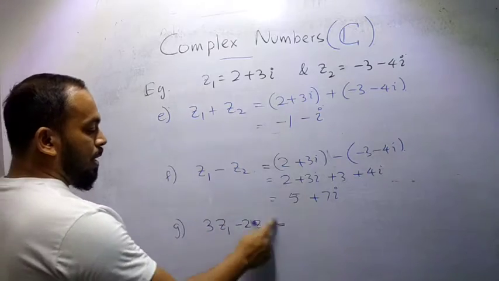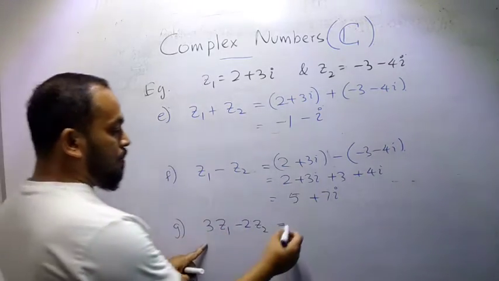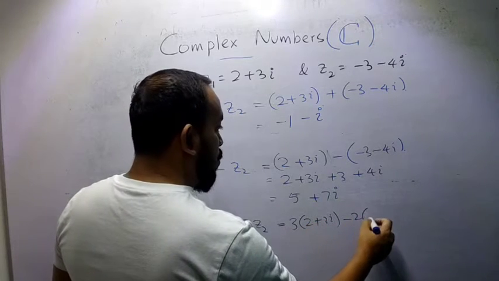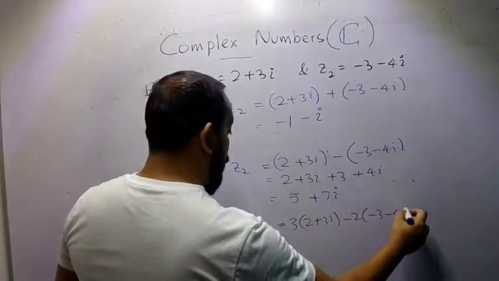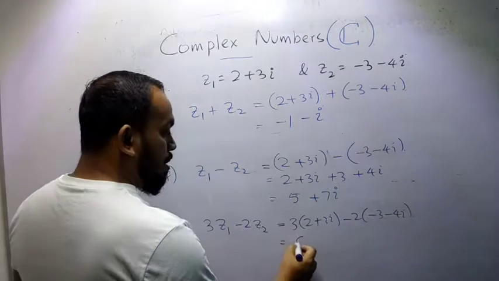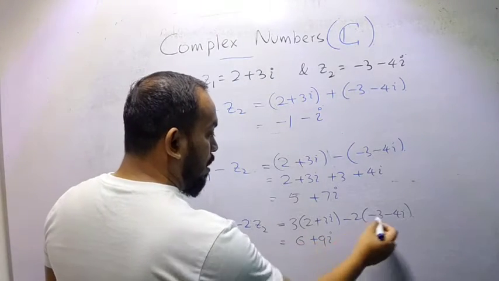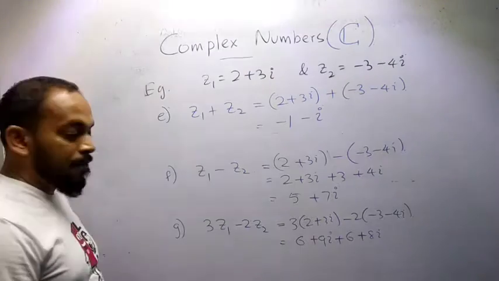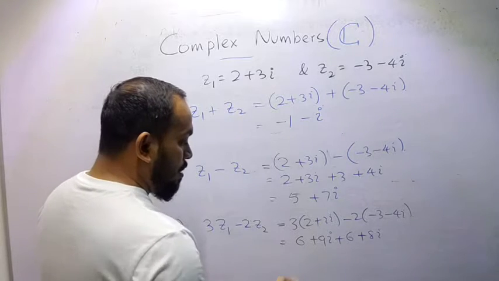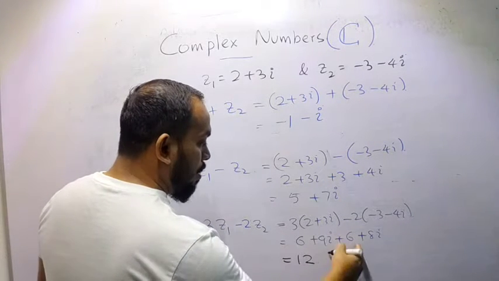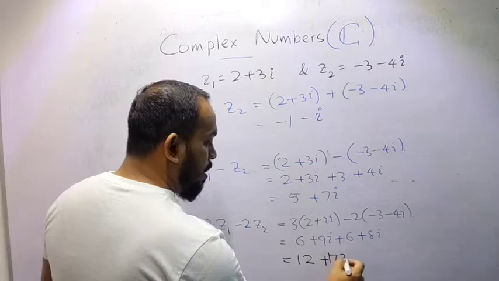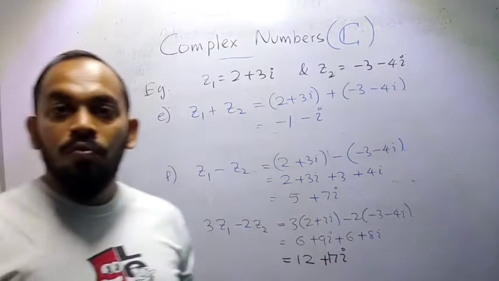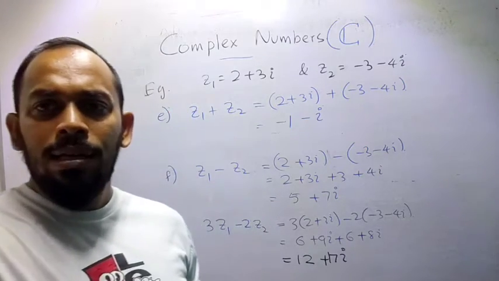Scalar multiplication and difference. So 3 times 2 plus 3i, then minus 2 times minus 3 minus 4i. So this would be 6 plus 9i. This will be plus 6 plus 8i. Right? Then what we have? 6 plus 6 is 12. 9 plus 8 is 17i. Right. So now we'll move on to multiplication and division.